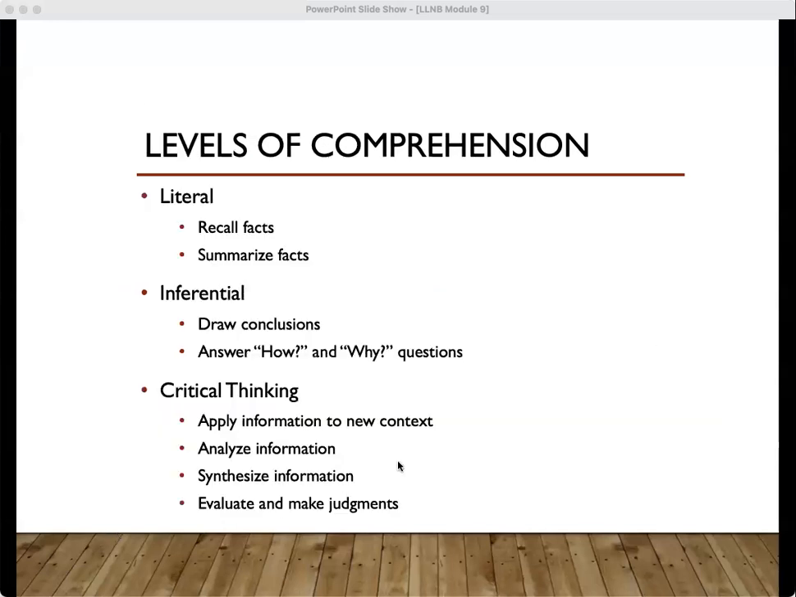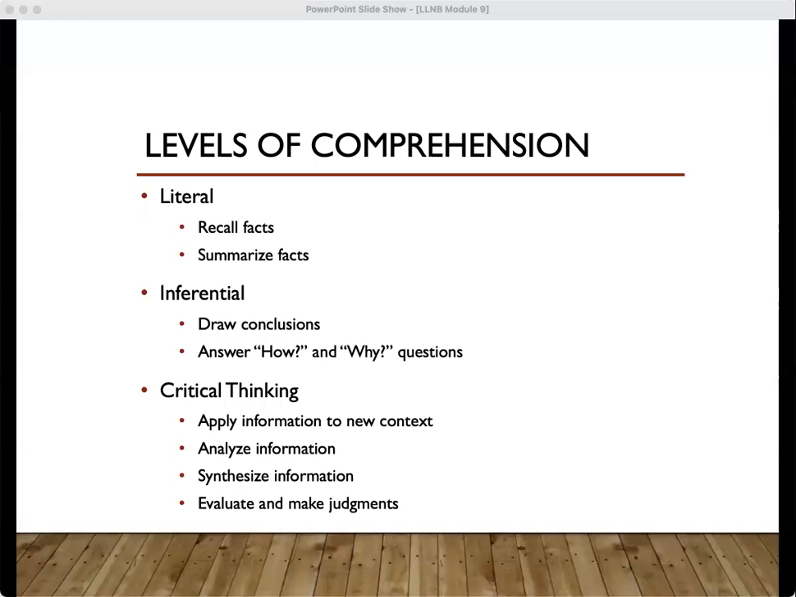Levels of comprehension. When we check learners' comprehension, we probe at different levels. How well can they recall important details? Can they make inferences or draw conclusions that weren't specifically mentioned in the text? Do they understand the text well enough to apply what they've read in another context? We can think of these different levels of comprehension as literal, inferential, and critical thinking.